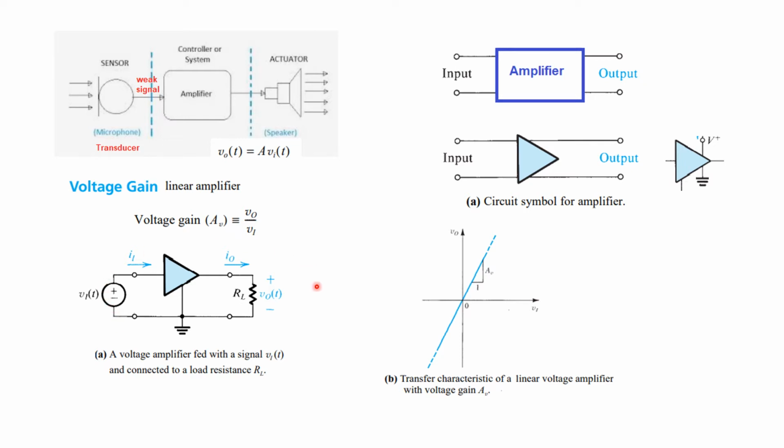And this is a more detailed diagram. You can see this is the input now. Current I1 is entering, current I2 is leaving, and this is the load, and the voltage across the load is Vo(t). And so again the gain of this amplifier is Vout divided by Vin.